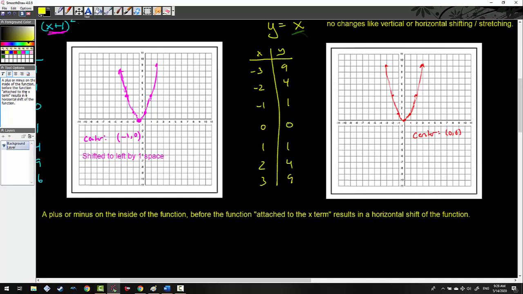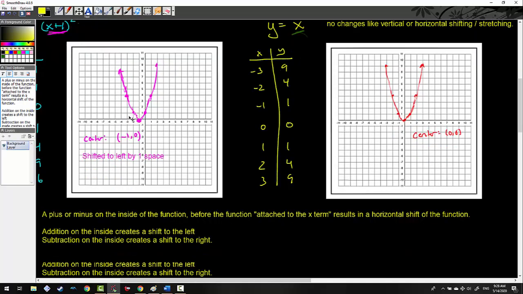And let's go ahead and make it very, very specific. Addition on the inside creates a shift to the left. Subtraction on the inside creates a shift to the right. So the way I've always seen it is it's always opposite your intuition. Whenever you have a plus or minus on the inside of the function, it creates an opposite of your intuition effect. So there is your first transformation right there.